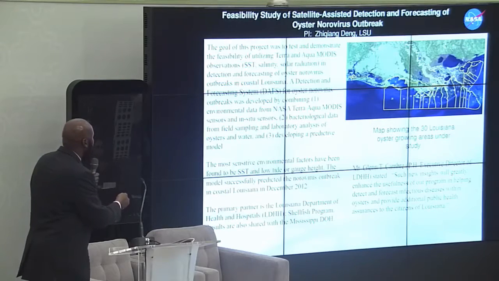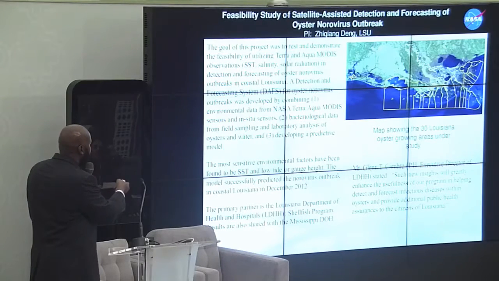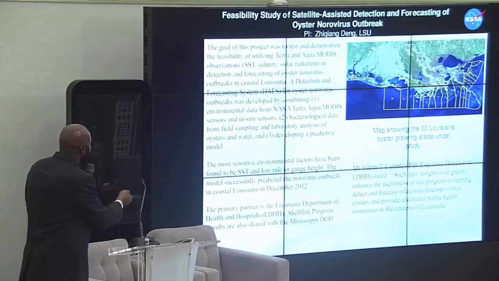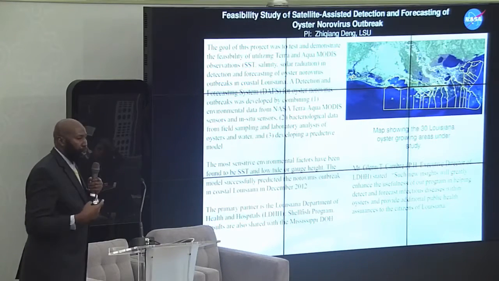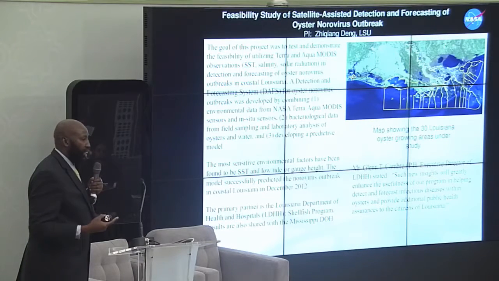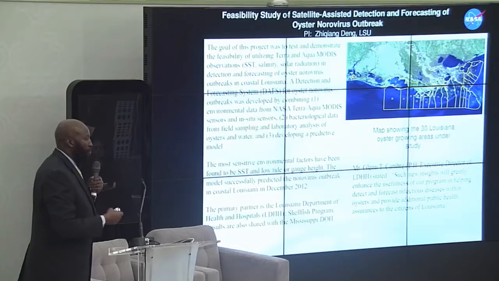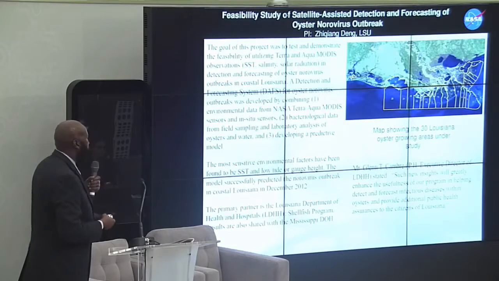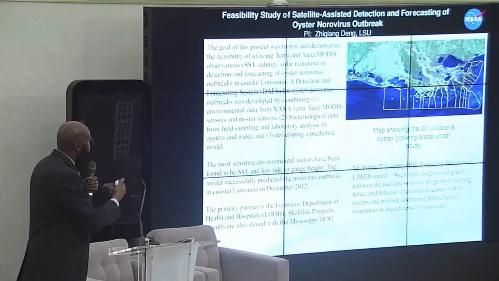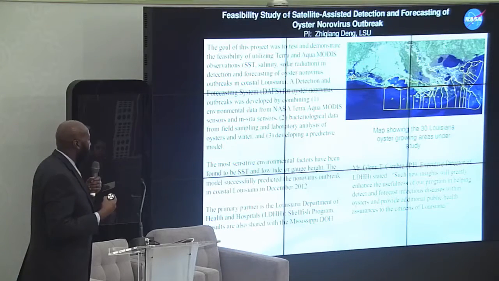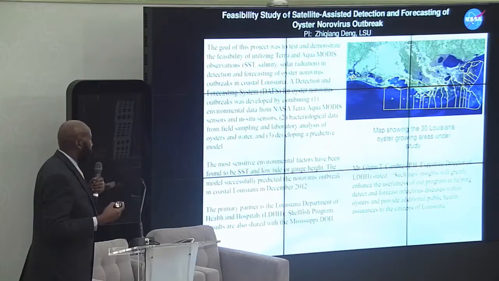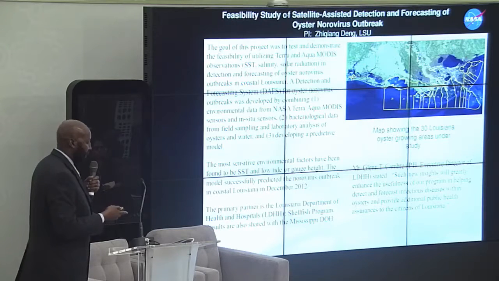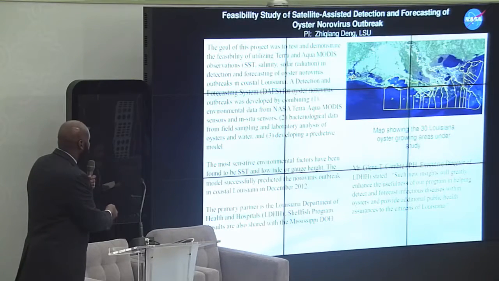And so this scientist from Louisiana State University was funded by NASA. He divided the Louisiana coast into 30 regions, 30 growing regions, and looked at several parameters and was able to produce forecasts that were up to 90% accurate on the norovirus outbreaks based on satellite measurements of environmental factors. And so this was very impressive. It made the papers in that region, and the oyster growers were very pleased with it because they could be sure that they only harvested oysters that were not infected with this norovirus, and that was beneficial to their economic activity.